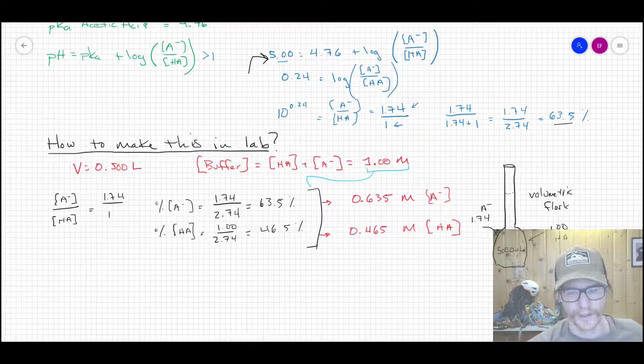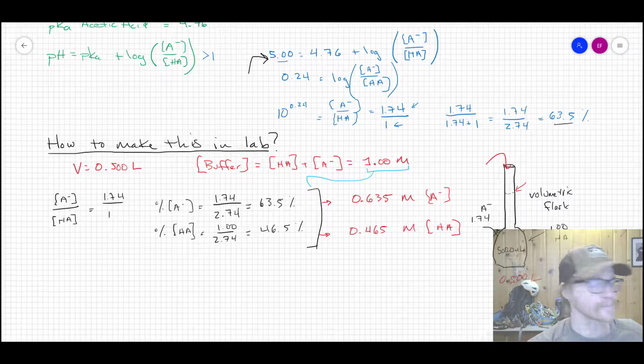So now that you know the concentration of these things, and you know that there's 0.500 liters, we know the moles per liter. We multiply each of those molarities by the volume. You have the moles of A minus and you have the moles of HA, and depending on if they're solids or liquids, you figure out what the mass or the volume of each of those are, and you add them. And then you bring it up to volume with water up to the 500 mL mark. That's it. That's a simple way to compute this.